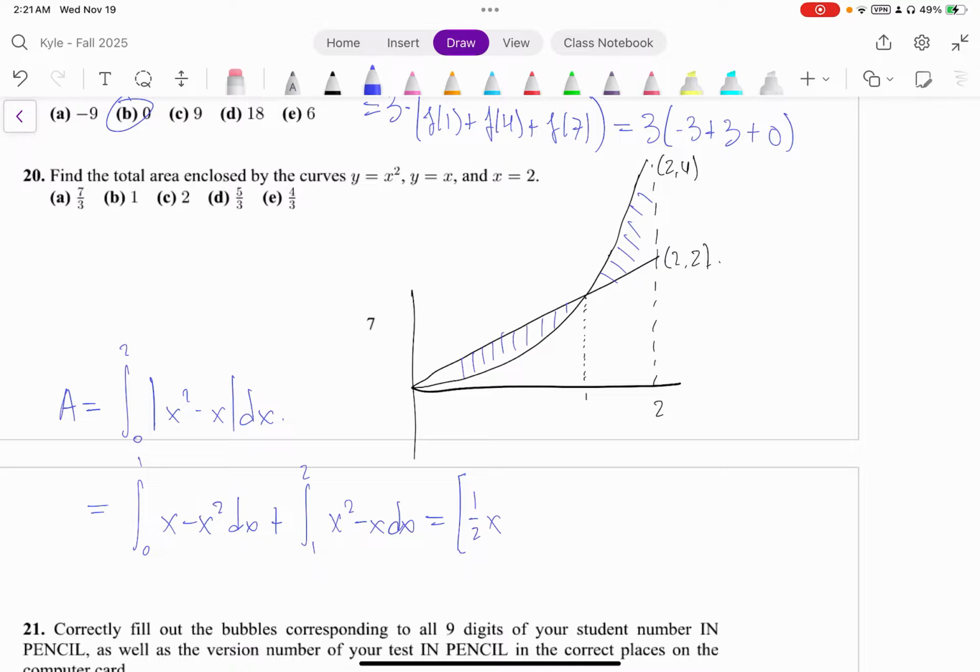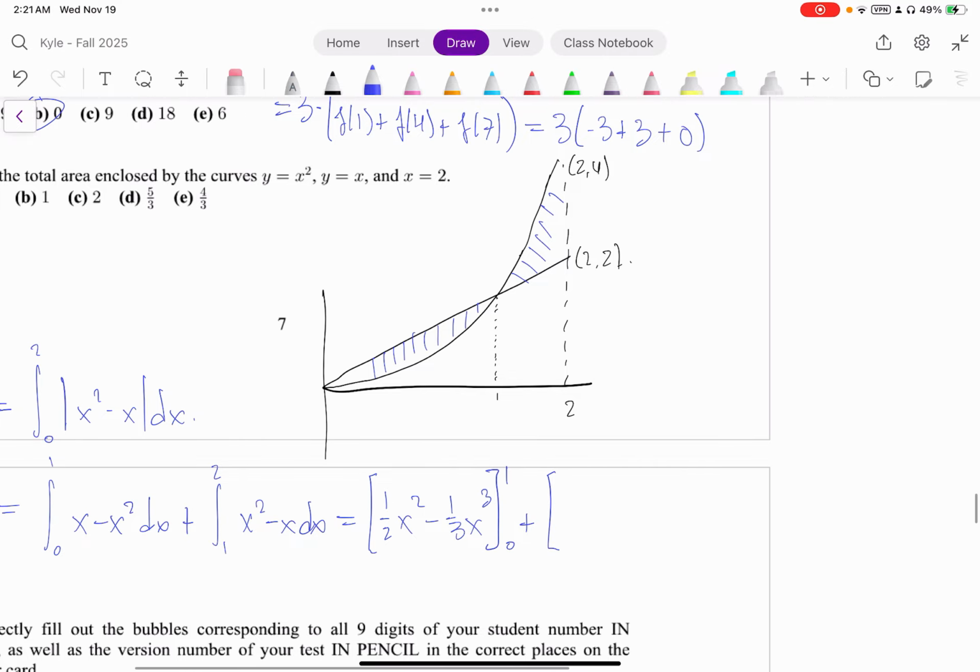This will be 1/2 x squared minus 1/3 x cubed, evaluated from 0 to 1, plus 1/3 x cubed minus 1/2 x squared, evaluated from 1 to 2. So this will be 1/2 minus 1/3, and the 0 contributes nothing. Plus, this will be 1/3 times 8 minus 1/2 times 4 minus 1/3 plus 1/2.